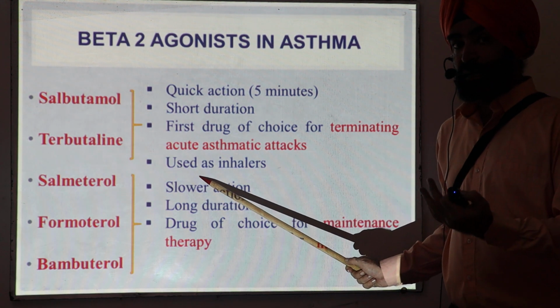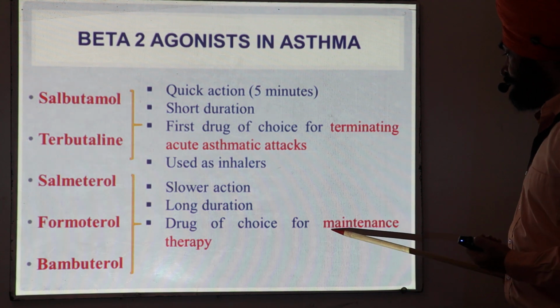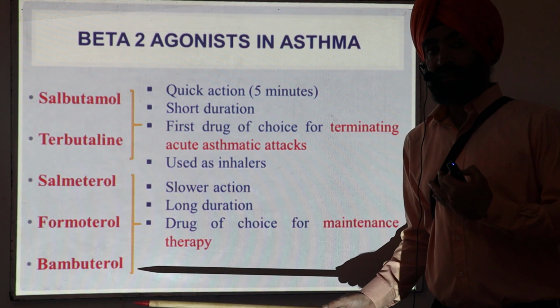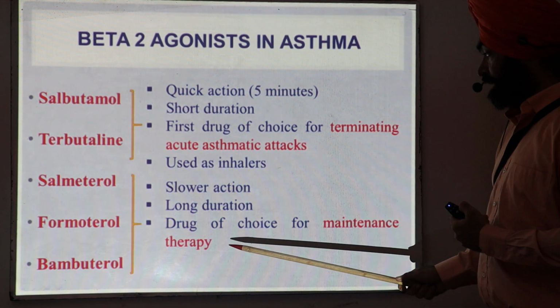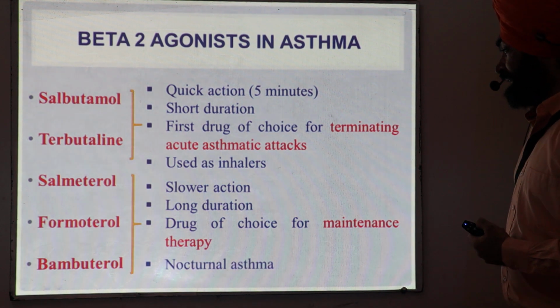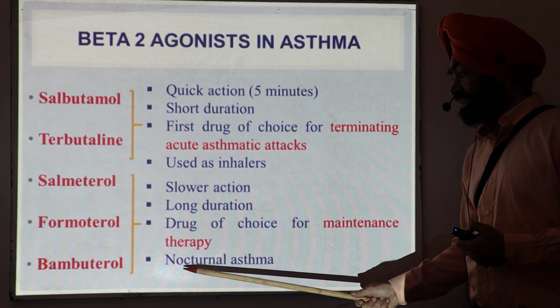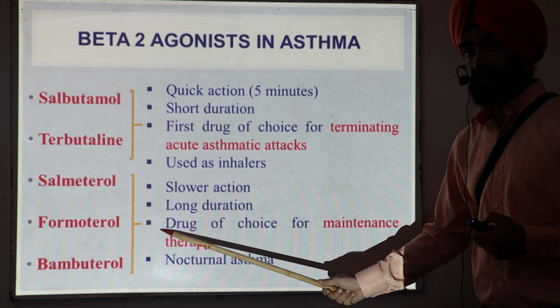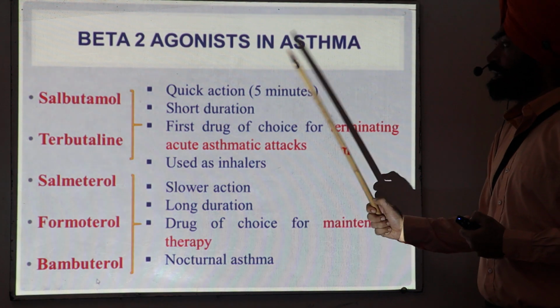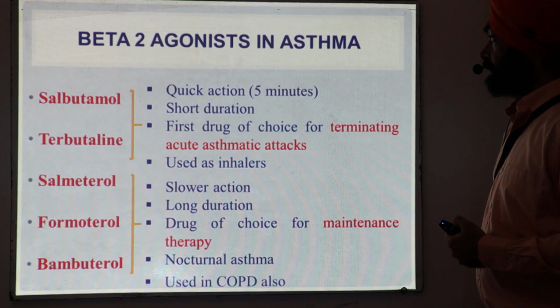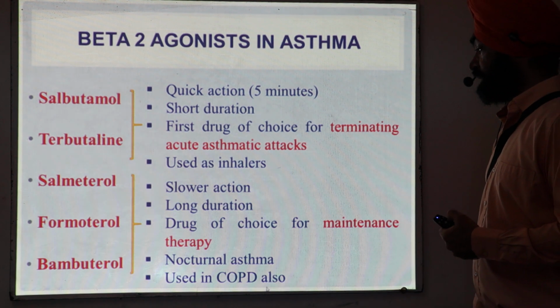the acute attack, but they are very useful for the maintenance therapy, so that the asthmatic attack doesn't take place again within that day. So they are used for the maintenance therapy, and particularly if it happens in the night, nocturnal asthma, very effective. So this is the beta 2 agonist in asthma. They are also useful in COPD.